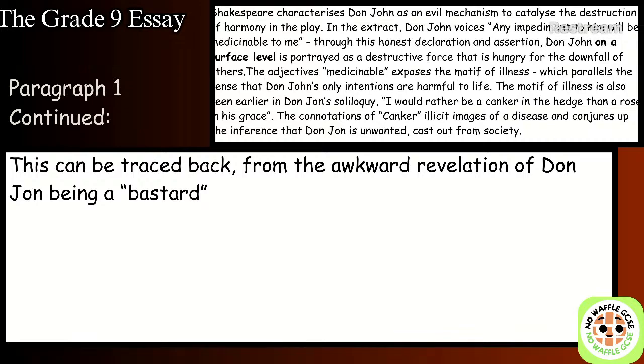This can be traced back from the awkward revelation of Don John being a bastard. So this is when they first came to the village in Italy. It was very awkward tension because everybody knew that he was illegitimate. And it's kind of this thing that followed you around during that period, during the contemporary period. There was a lot of prejudice against you.